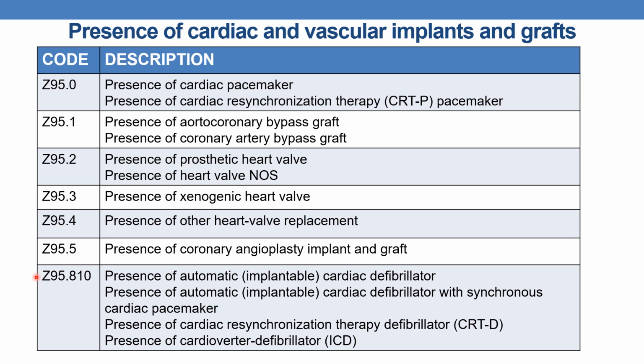The next is Z95.810. Presence of automatic cardiac defibrillator or presence of automatic implantable cardiac defibrillator with synchronous cardiac pacemaker, or presence of cardiac resynchronization therapy defibrillator, CRTD, or presence of cardioverter defibrillator. In all these cases, you need to code Z95.810.